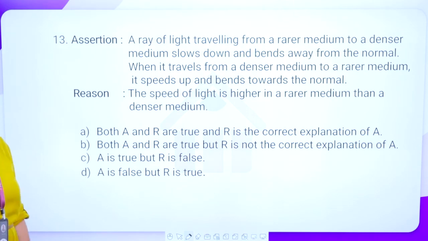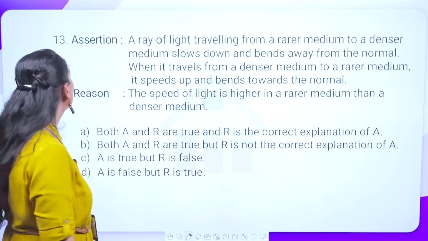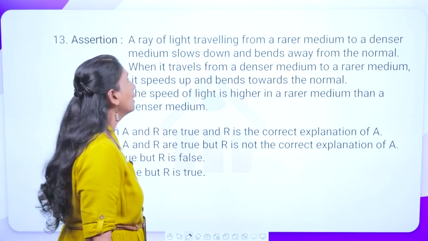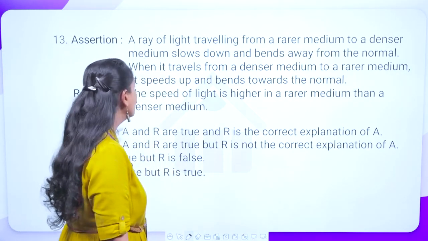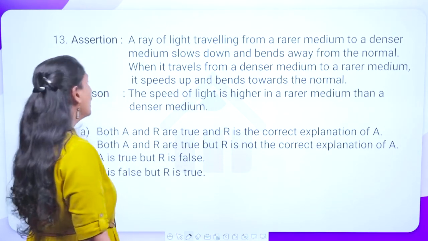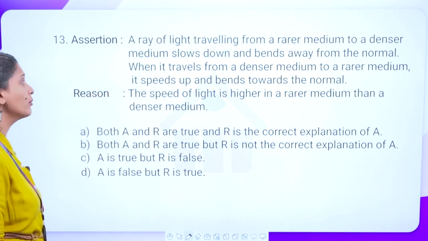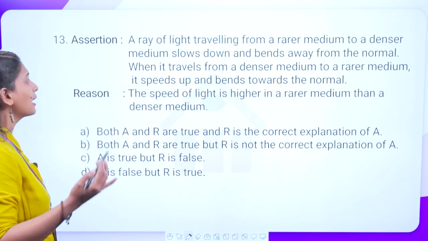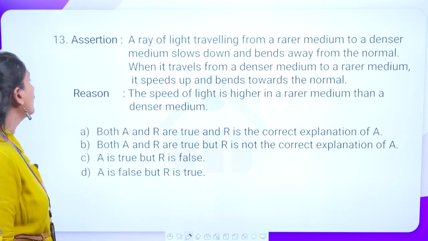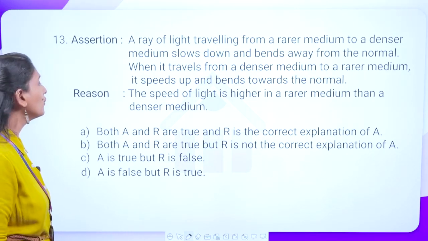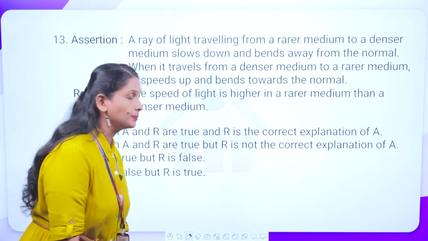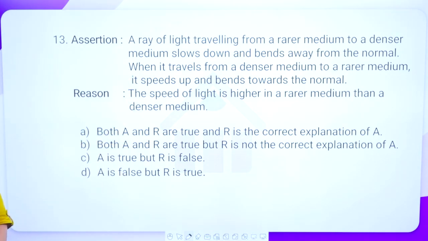Now, the next one would be, the assertion is that a ray of light traveling from a rarer medium to a denser medium slows down and bends away from the normal. When it travels from a denser medium to a rarer medium, it speeds up and bends towards the normal. Now, the reason given is that the speed of light is higher in a rarer medium than in a denser medium. Now, check it.